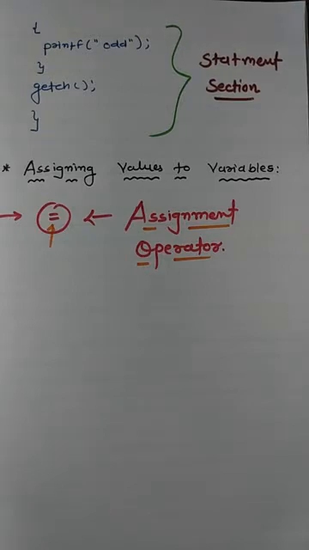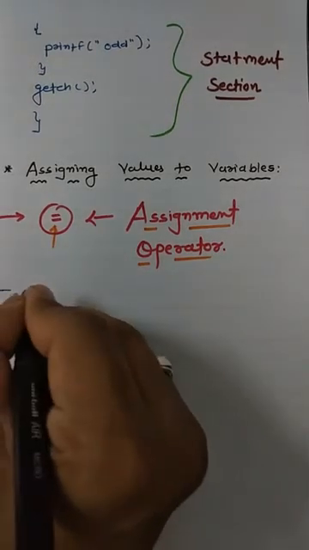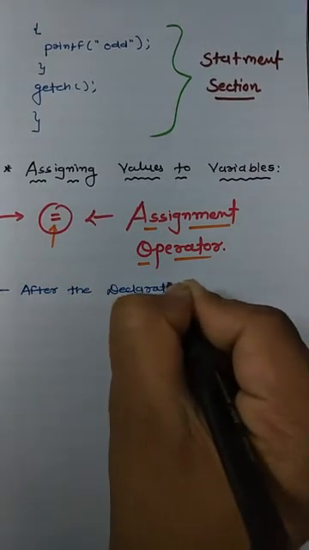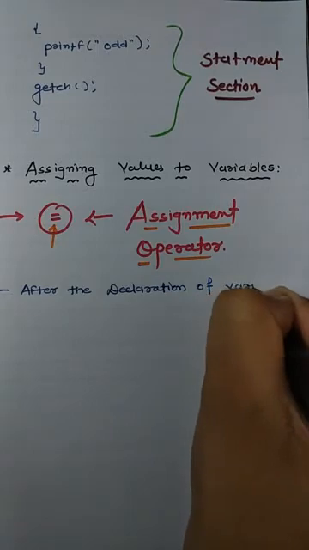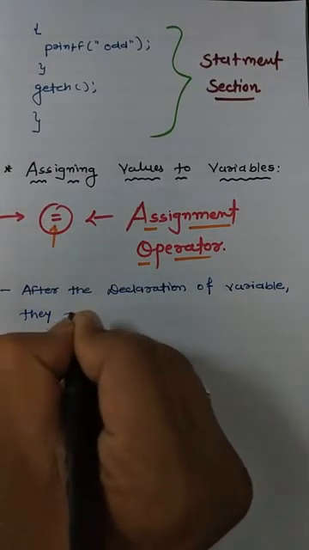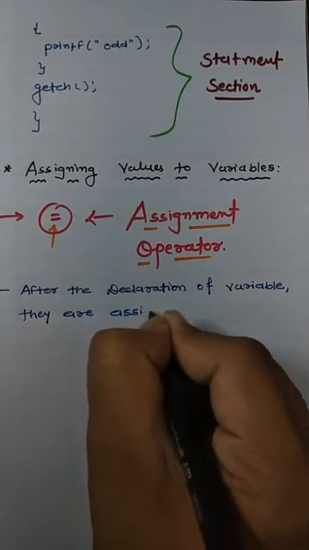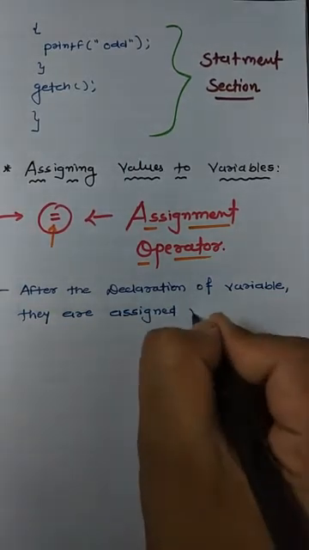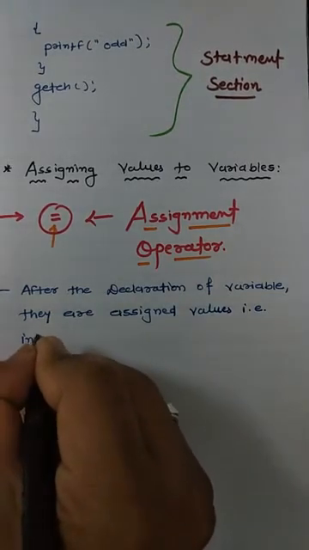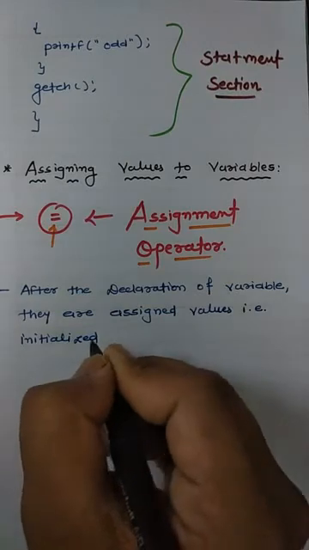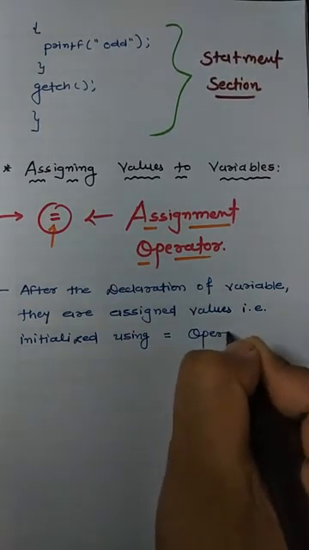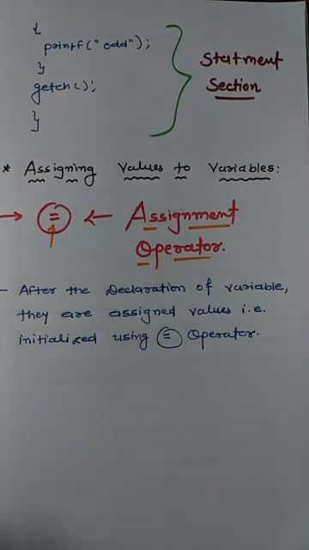So after the declaration of a variable, they are assigned a value, that is initialized using this operator, and this is the assignment operator.